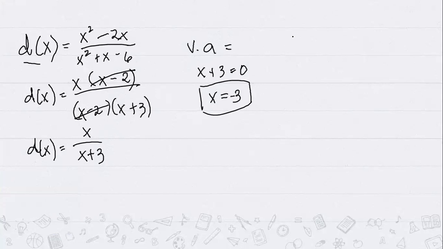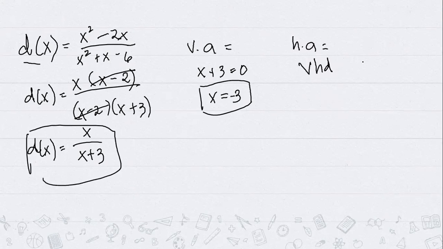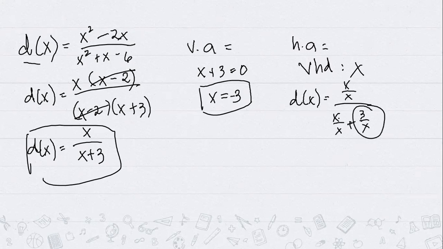How about horizontal asymptote? Okay, our horizontal asymptote, kunin yung variable with the highest degree. That would be x. So we have d of x, which is actually the y. So we have x over x all over x plus 3 over x. Bilugan yung hindi makancel. So cancel to, cancel to. Ating maiiwan, 1 over 1, that would be 1. So y is equal to positive 1.